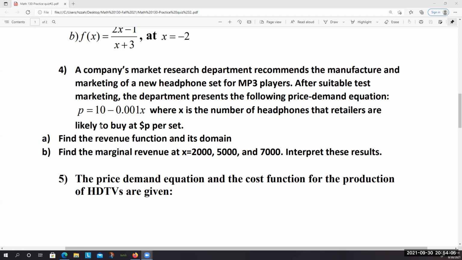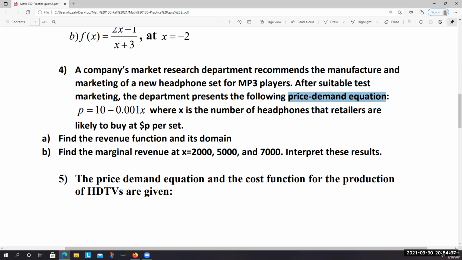In this problem, the company's market research department recommends the manufacture and marketing of a new headphone set for MP3 players. They find that the price demand equation, and for the revenue function you have to check this expression, is p equal to 10 minus 0.001x. P stands for the price and x stands for the number of items. So always look for this equation when we're dealing with the revenue function.